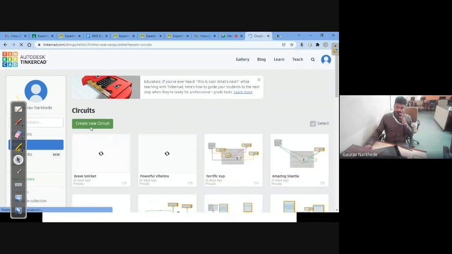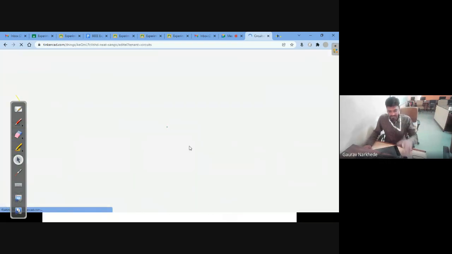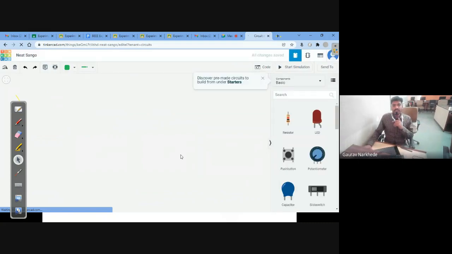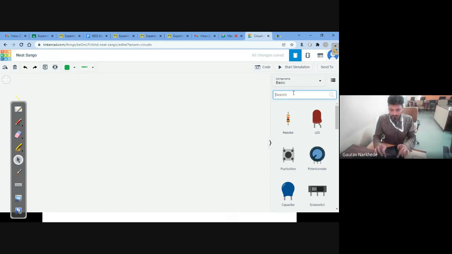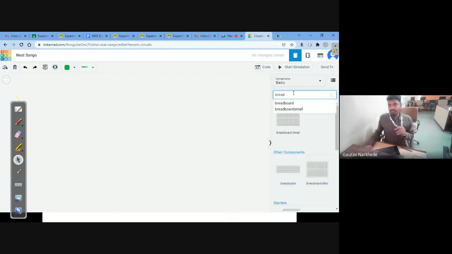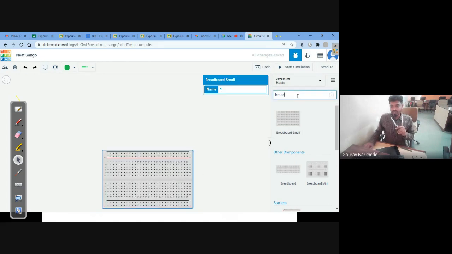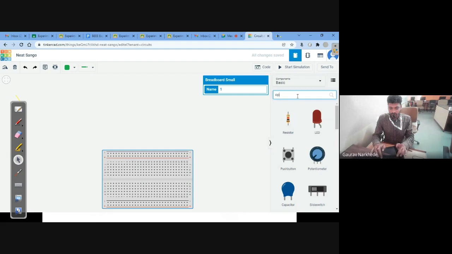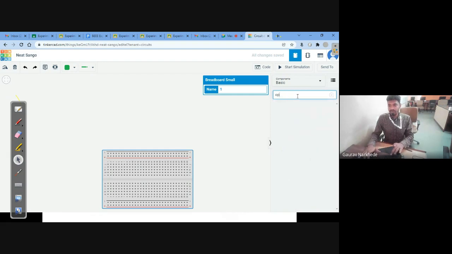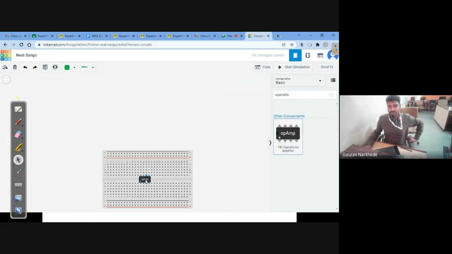I will create a new circuit, right? Even though I have the circuit from last year, I always make a new circuit. So you also try to do it on your own. What we want first of all is a breadboard. So let me take a breadboard, and then you want an operational amplifier, right? So you can just take Opamp, operational amplifier, or you can just take the name of this IC called IC741, right?